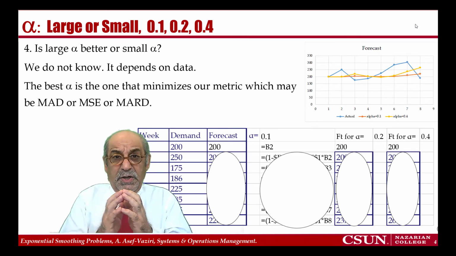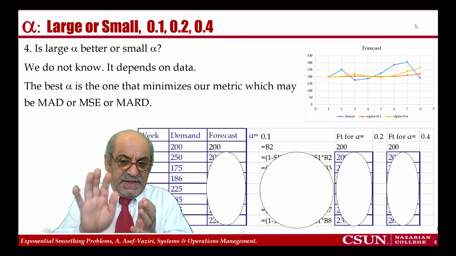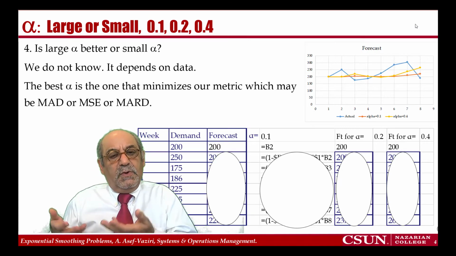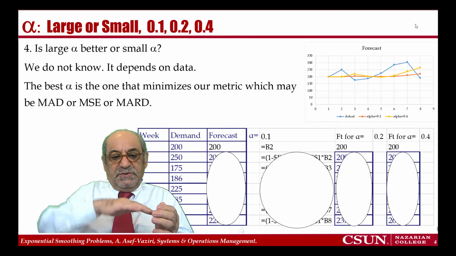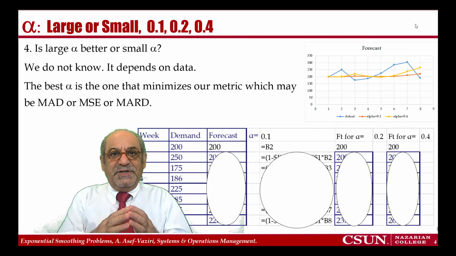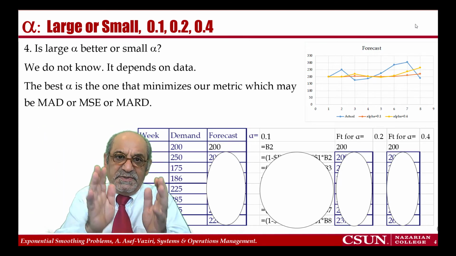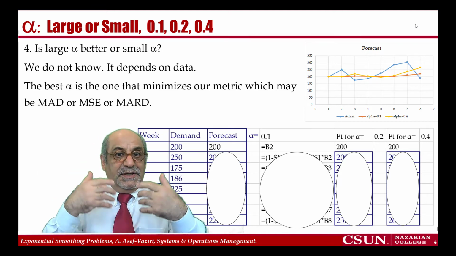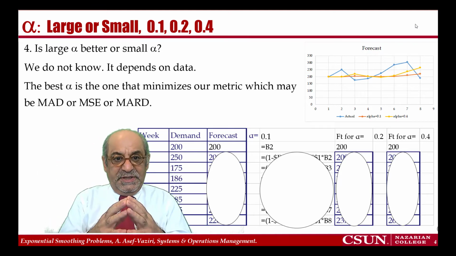When alpha goes up, it gives more weight to the most recent piece of data. So it will show fluctuations. When alpha becomes small, any recent changes cannot have that much impact.